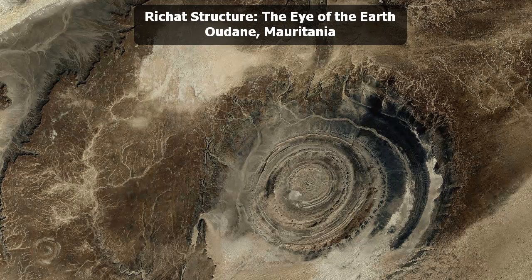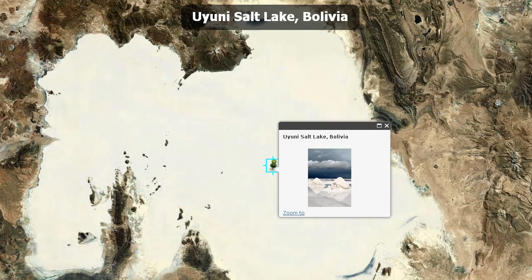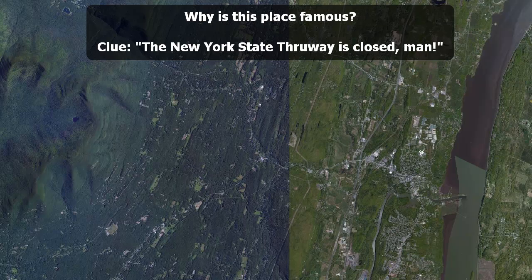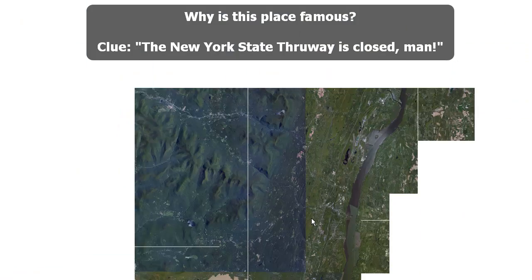Here's the Richat structure, the Eye of the Earth in Mauritania. Gosh, that looks so fascinating. How did it get there? What kinds of forces are acting on that? Was that human created or is that naturally occurring? Here's the Uyuni Salt Lake in Bolivia, largest, flattest expanse of salt anywhere in the world. Why is this place famous? Clue, the New York State Thruway is closed, man.